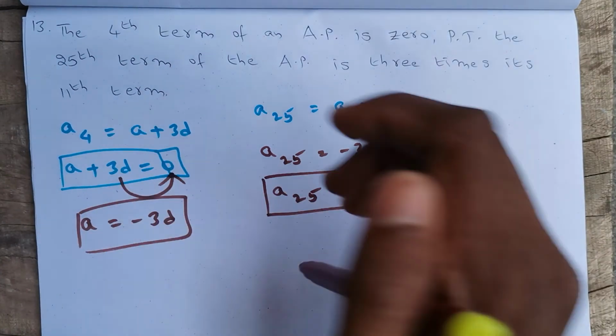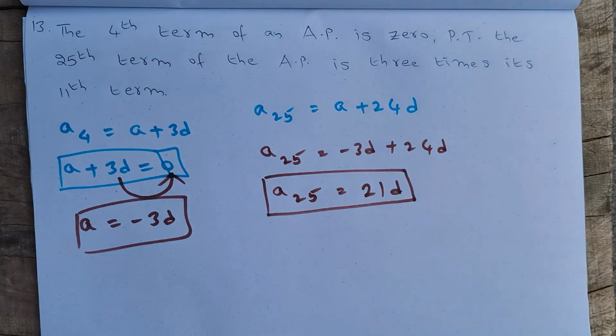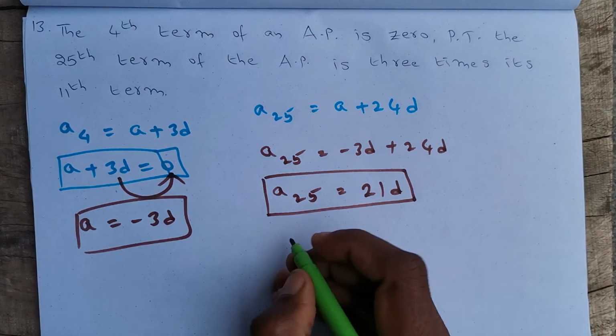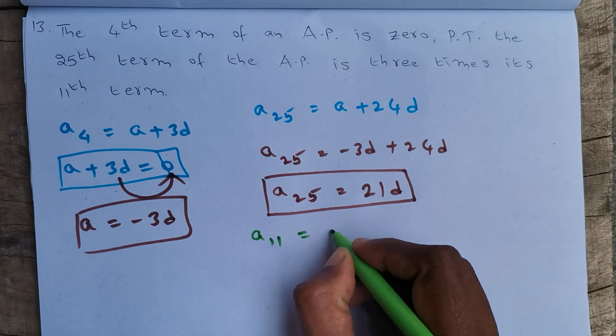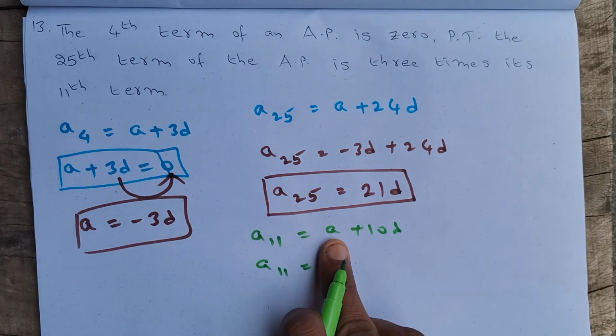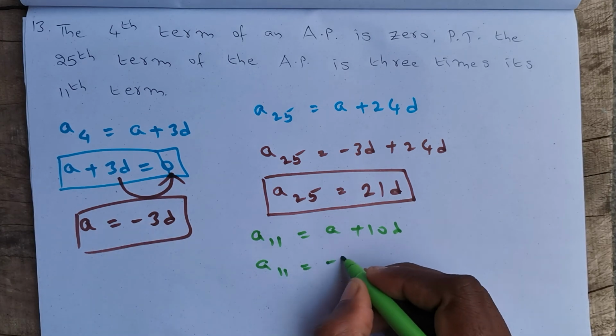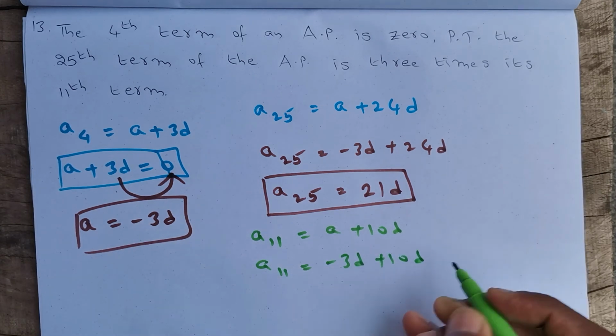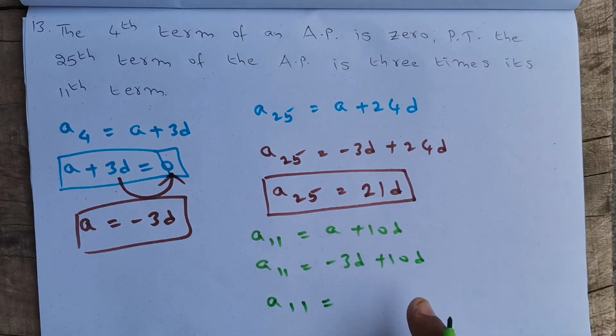Next, the 11th term A11. So A11 is nothing but a plus 10d. So A11 is equal to, a is nothing but minus 3d, plus 10d. A11 is equal to 10d minus 3d, 7d.